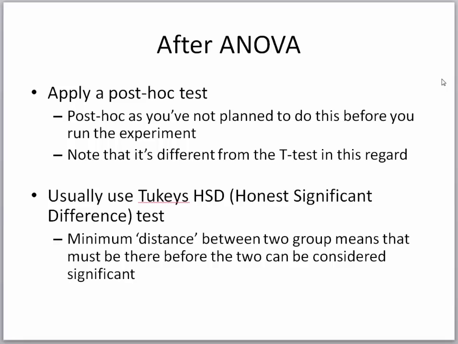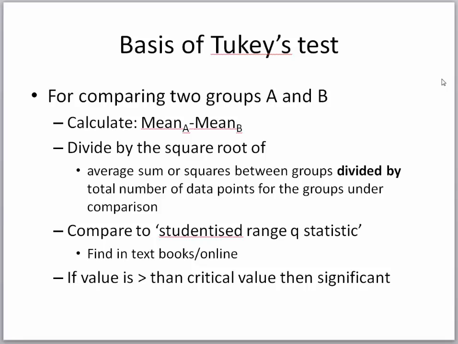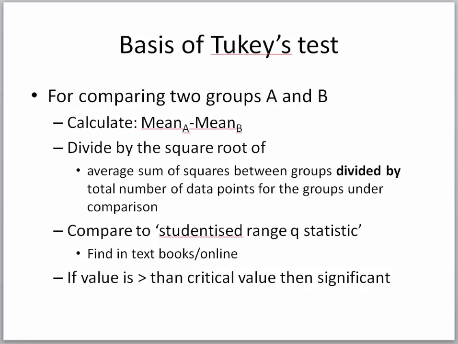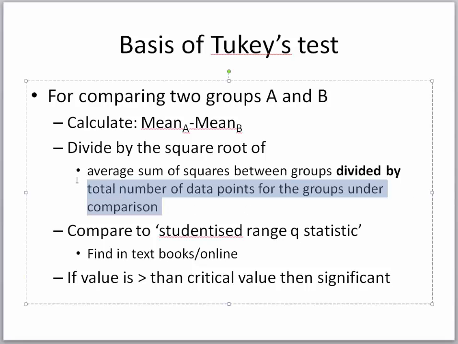And to do that, you need a couple of things. You need the means of the treatment groups. You need the mean square within. So that's the differences within a group. And then you also need the number of samples that you've got in total. So what it looks like is that you need to first calculate the mean of A and the mean of B. Take B from A, and you divide that difference of means by the square root of the average sum of the squares between the groups divided by the total number of data points for the groups you're comparing.